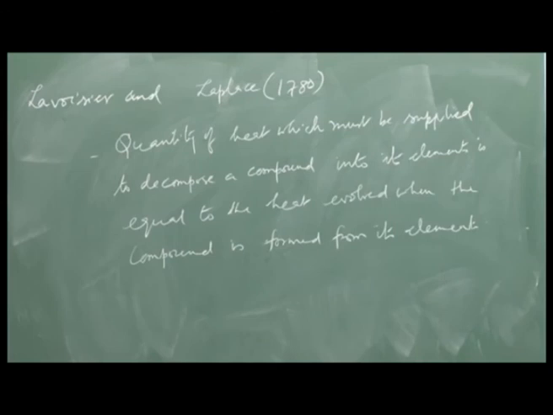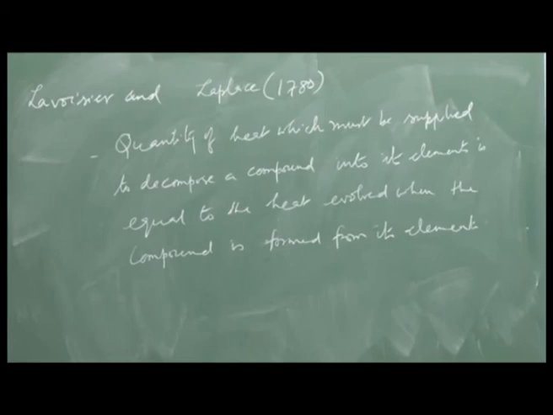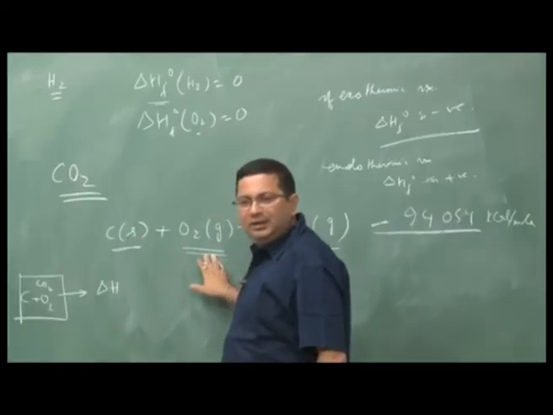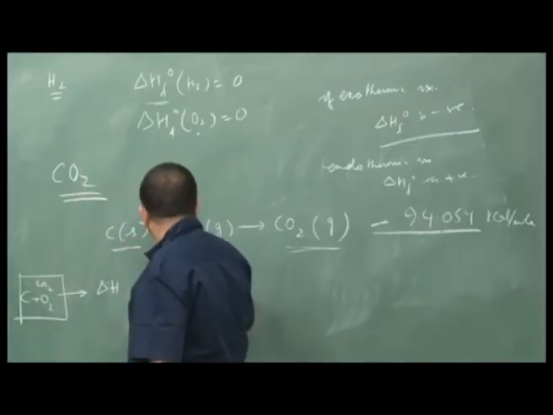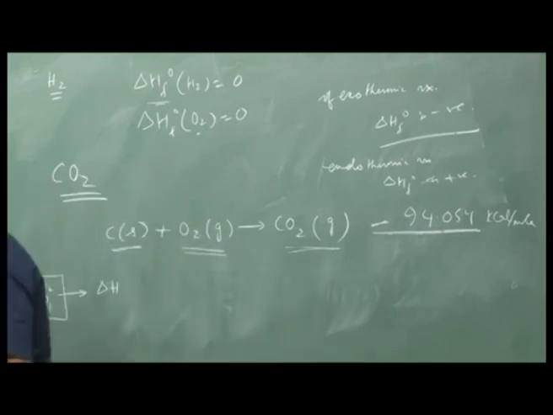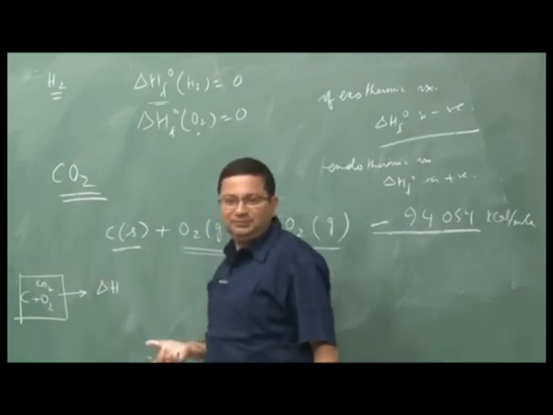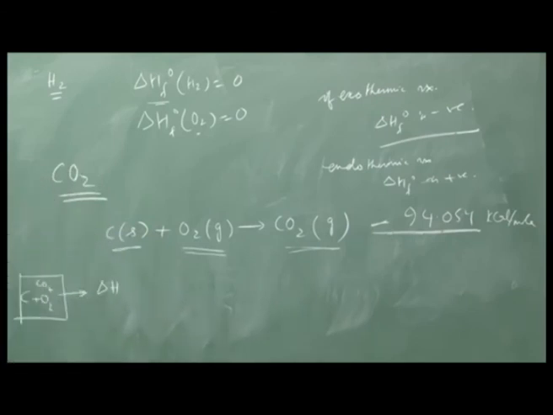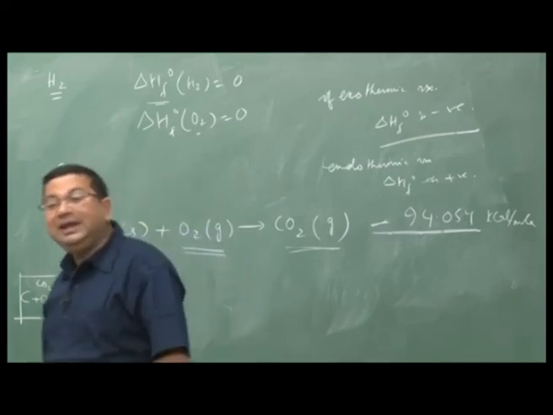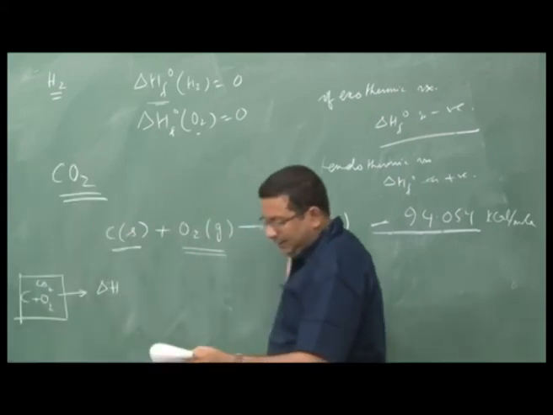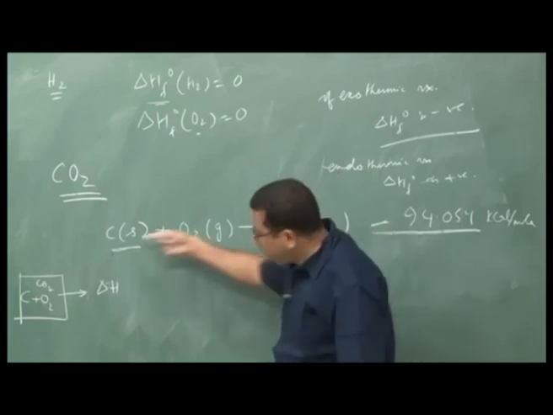So, what does it say? That if I take a compound, let us say once again carbon dioxide, and I want to break it to carbon and oxygen, then the amount of heat that will be required to break this carbon dioxide molecule into solid carbon and gaseous oxygen is same as the amount of heat that evolved when carbon dioxide was formed from these two. That is what this statement says. So, the general form of this law is that the heat change accompanying a chemical reaction in one direction is exactly equal in magnitude, but opposite in sign, to the heat change in the reaction in the other direction.